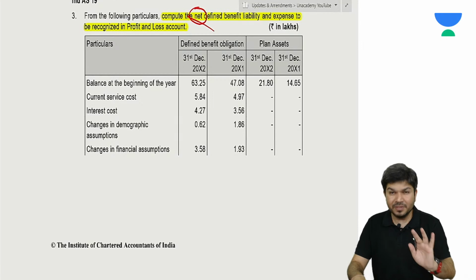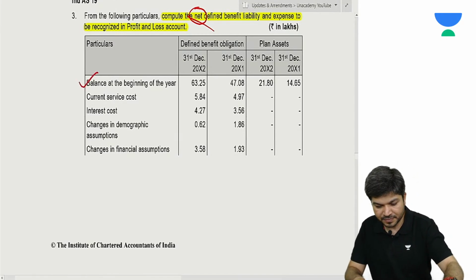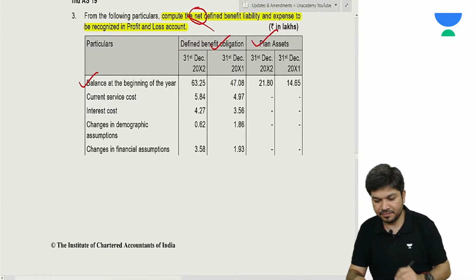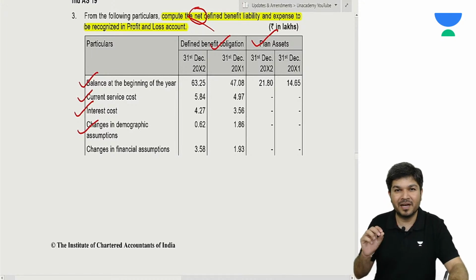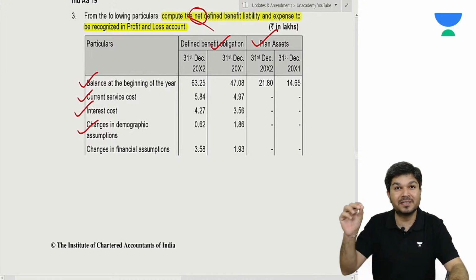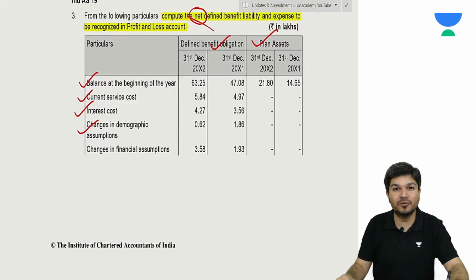Okay. Now, actually the sum is very simple. This is the opening balance of obligation and asset. Obligation is there, asset is there. Current service cost will be added. Interest cost is added. Change in demographic assumption. Now remember, the actuary changes his assumption, and because of change in actuarial assumption, some gain or loss will come. The liability may go up or down.